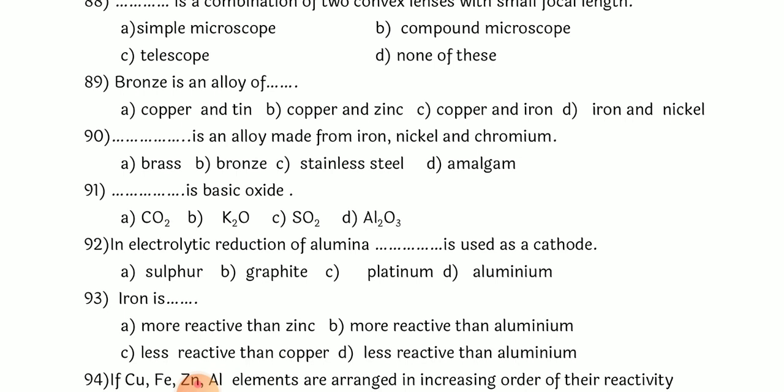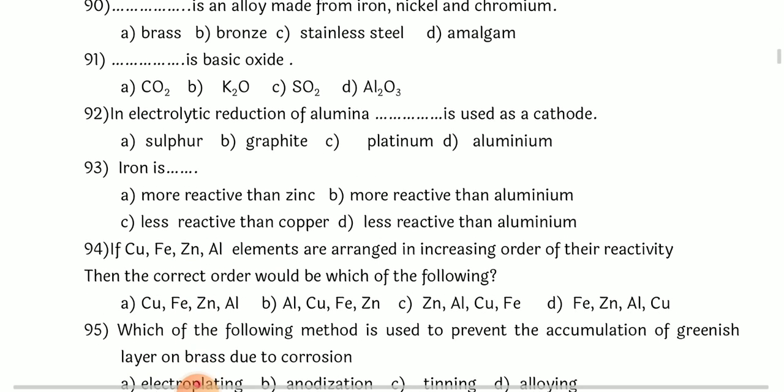93. Iron is dash. So in the reactivity series you have seen, iron is what? Is it more reactive than zinc? No. More reactive than aluminium? No. Less reactive than copper? Or either it is less reactive than aluminium. So what will we select? It is more reactive than copper but less reactive than aluminium. So the option is D.